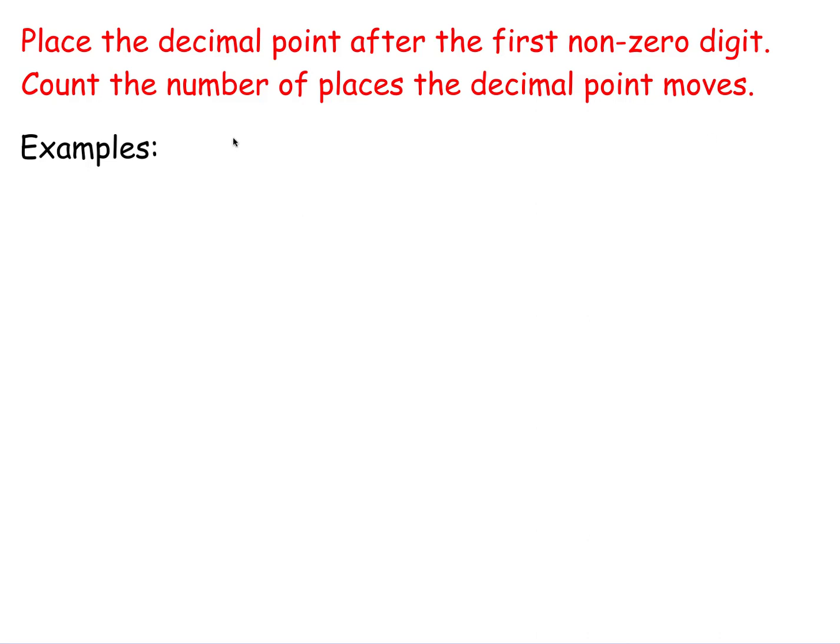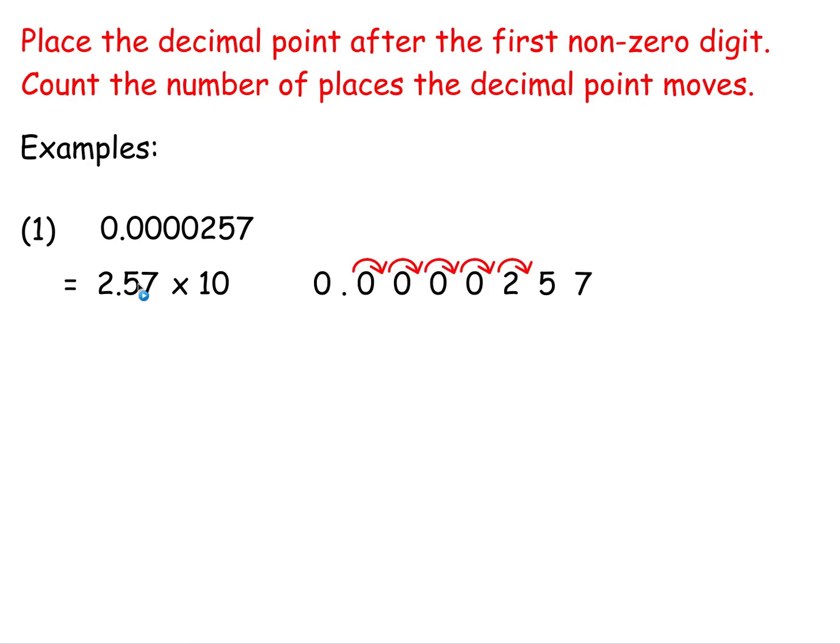So here's an example. The decimal point has to move from where it is to after the 2 here, so it's 2.57. You count how many places the decimal point shifted, and it shifted 1, 2, 3, 4, 5 places. There are 4 zeros here, but it's got to jump that 2 as well. That's the 5th place. So it's a power of negative 5, not positive 5, because you're dividing 2.57 by 10 5 times. Divide 2.57 by 10 5 times, and you'll get this original number.